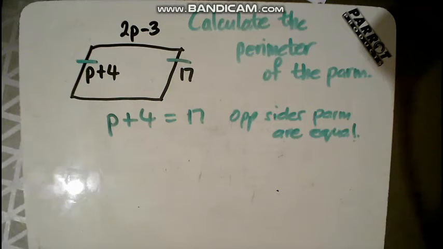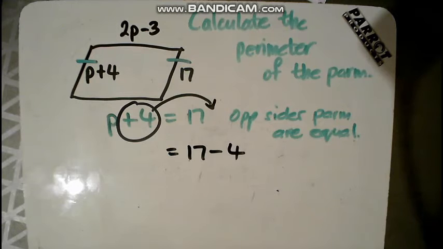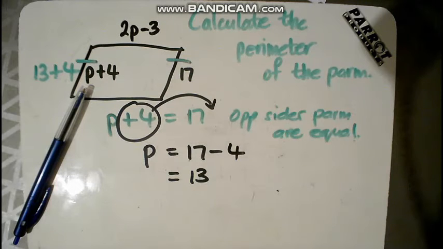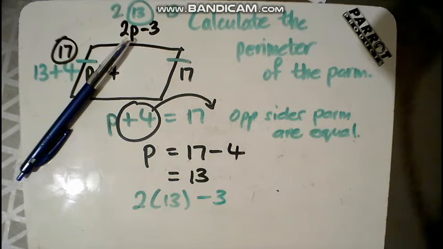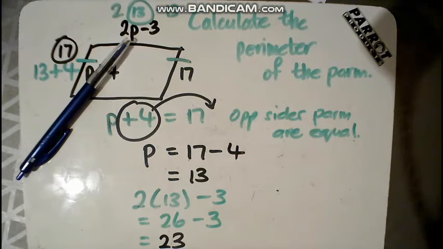Okay, solving for p, we'll take plus 4 over from the left hand side to the right hand side. A plus 4 will become a negative 4. 17 subtract 4 is 13. We can then substitute 13 plus 4 and that will give us 17. For the side on the top, we can then substitute 2 times 13 minus 3. 2 times 13 is 26, so 26 minus 3 is equal to 23. So the side on the top will be 23 and the side at the bottom will also be 23.